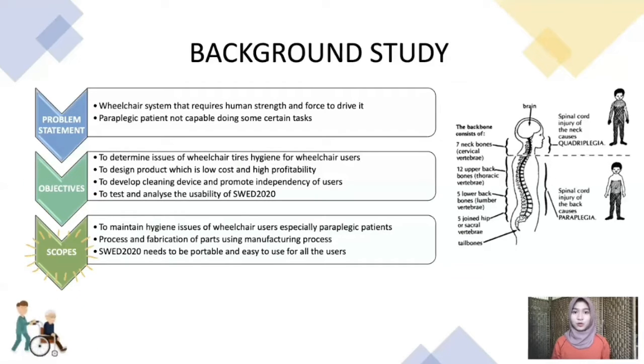Moving on to the scopes. There are several scopes of this Swed 2020. The scope mainly focuses on maintaining the hygiene of wheelchair users, especially paraplegic patients and disabled people. Next is the process and fabrication of parts using some manufacturing processes. And lastly, the Swed 2020 needs to be portable and easy to use for all users.